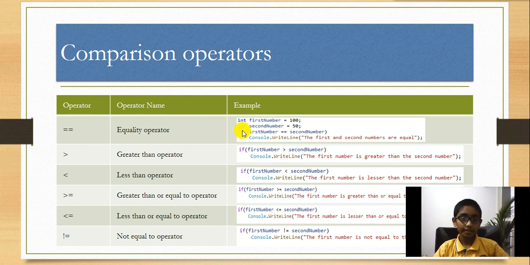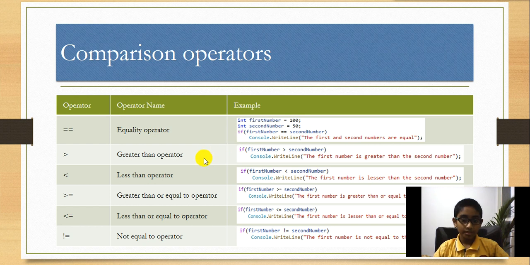Here I'm declaring an integer first number and assigning it the value of 100. After that, I'm declaring another integer second number and assigning it the value of 50. Then I'm using an if statement to check if the first number is equal to the second number. So if first number double equal sign, that is the equality operator, second number, then Console.WriteLine, the first and second numbers are equal. You may have noticed that this if statement doesn't have curly brackets. That is because if your if statement only consists of one line, like it is here, then you don't need to put curly brackets for it.